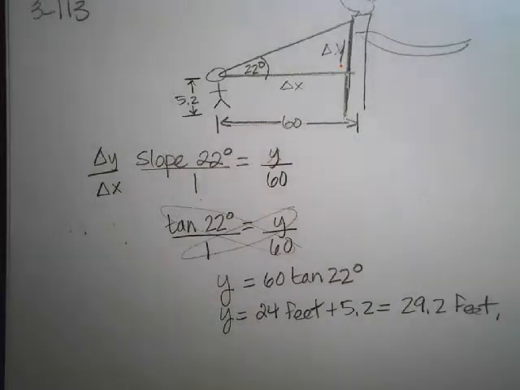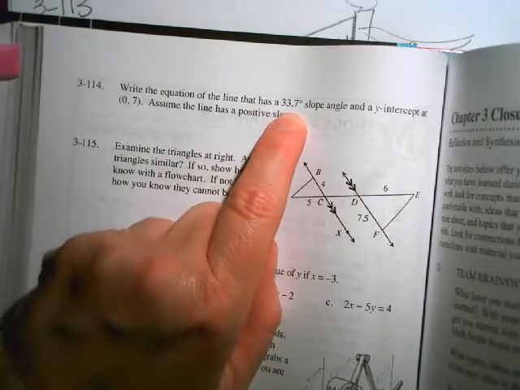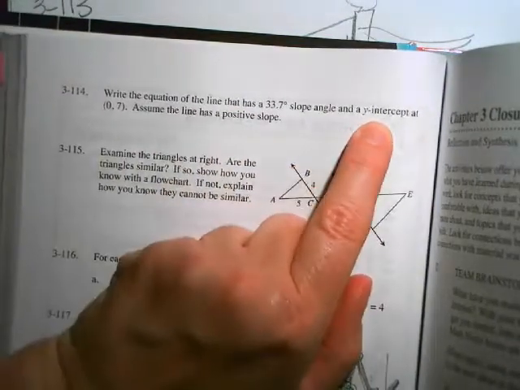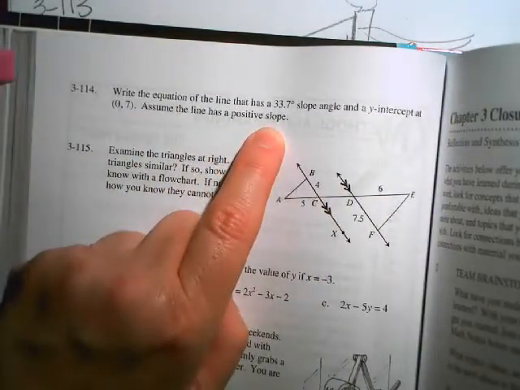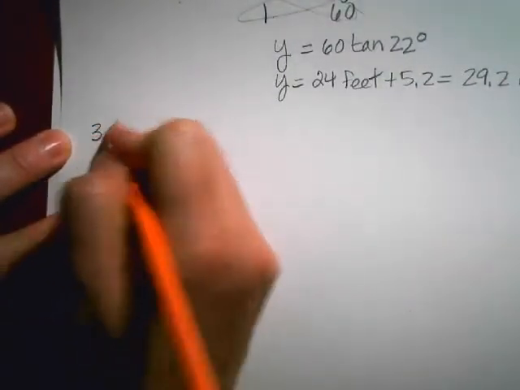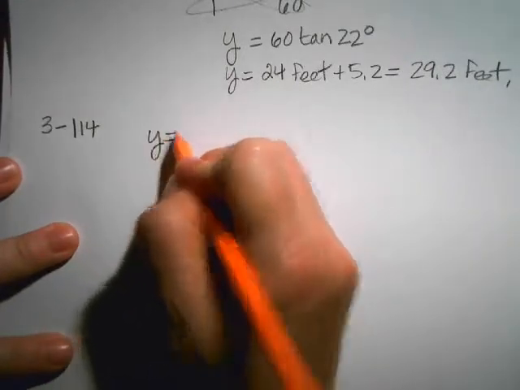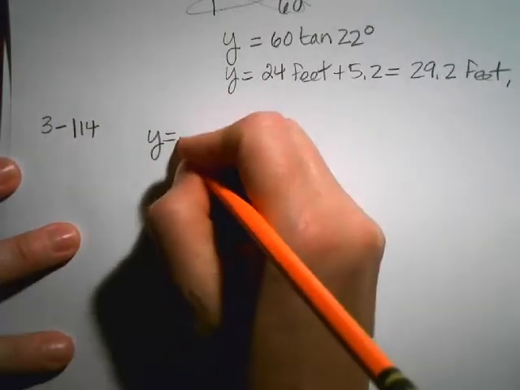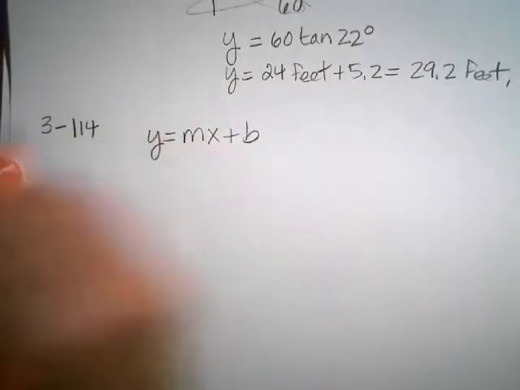All right, for 3-114, write the equation of a line that has a 33.7 degree slope and a y-intercept at 0.7. Assume the line has a positive slope. Okay. If the line, so it's a line and it's got a slope and a y-intercept, so we know it's going to be in slope-intercept form.